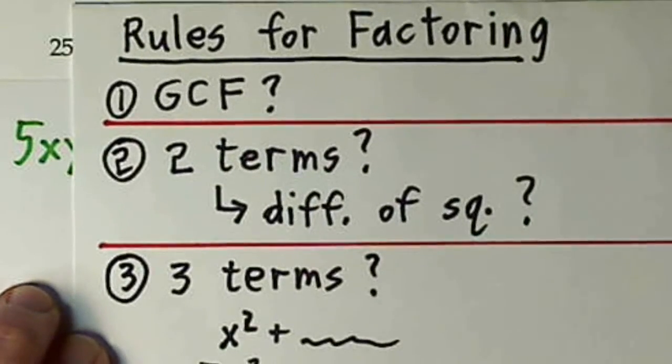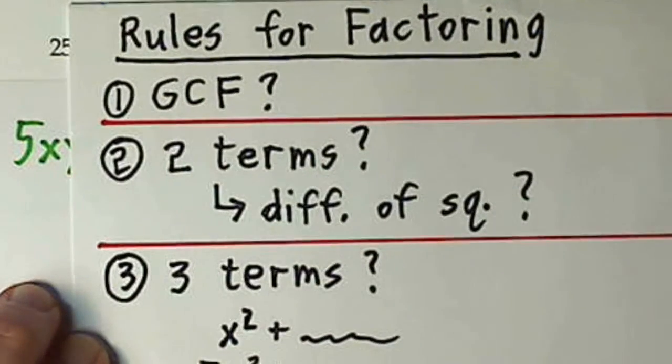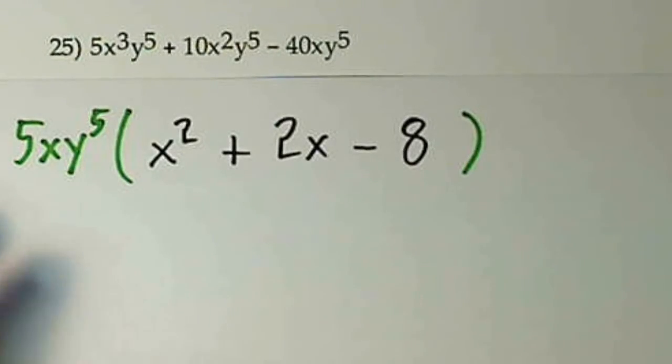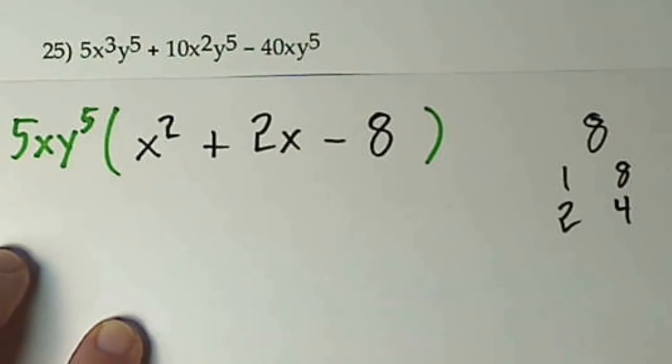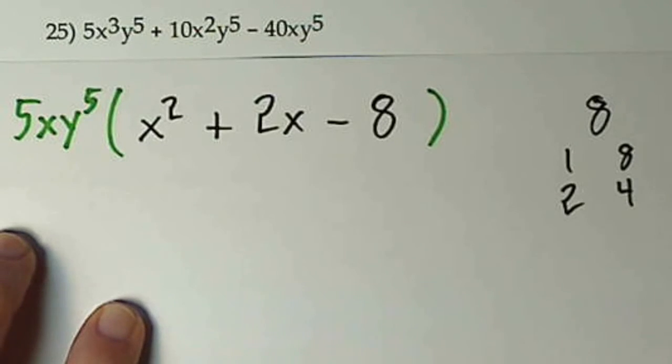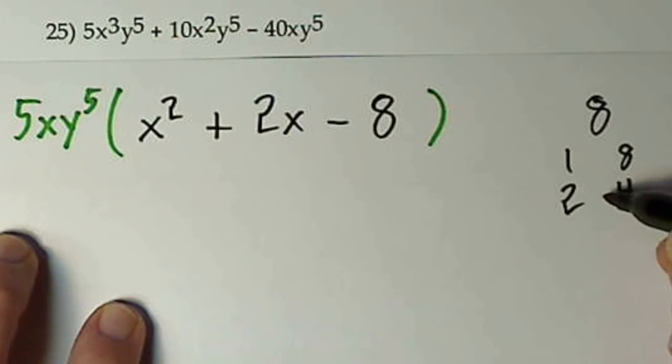Okay, and then you proceed down the list. Again, I referred to this at the beginning of this video, and we have 3 terms with nothing in front of x squared, so we can just grab the last term and list all the factors. So here's our 8. All the factors of 8 are 1 and 8, 2 and 4. This indicates we're going to be looking for a difference of positive 2. So it must be a positive 4 and a negative 2.